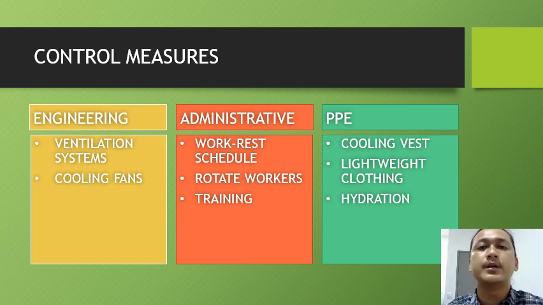So to reduce the heat stress, we apply the hierarchy of control. Engineering controls include improving ventilation and installing cooling systems such as cooling fans. Administrative controls involve scheduling work-rest cycles, rotating workers, and providing training. Lastly, PPE or personal protective equipment such as cooling vests and proper hydration helps protect workers.